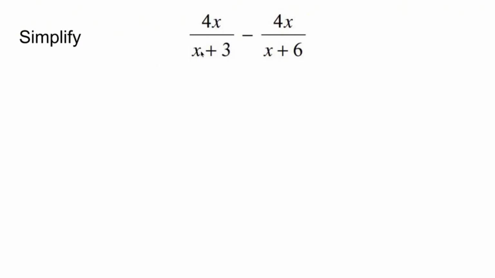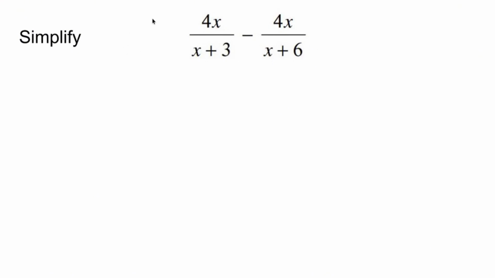Simplify 4x over x plus 3 minus 4x over x plus 6. Now, if you're being asked to add or subtract fractions, the denominators have to be the same. Well, they're not. This is x plus 3, and that's x plus 6. Those are not the same.